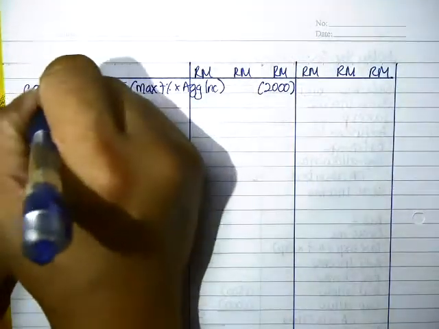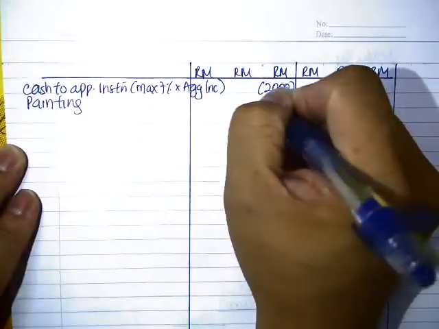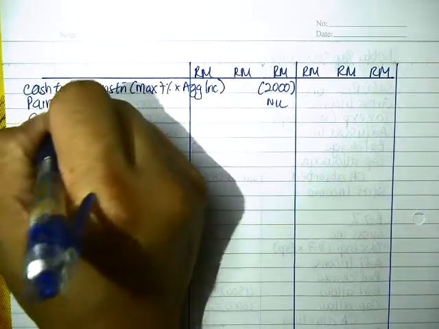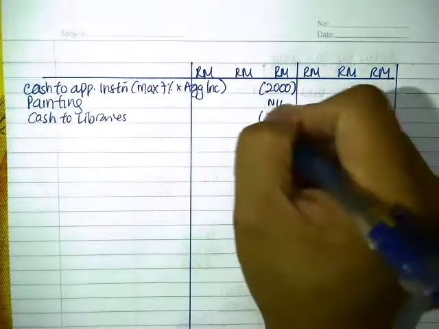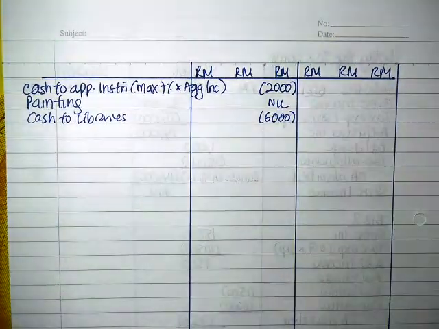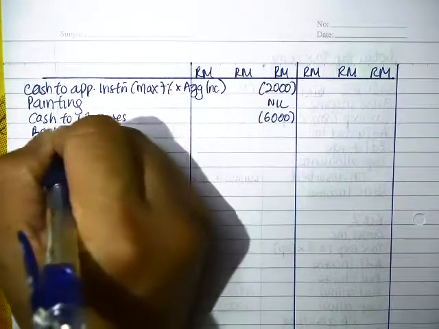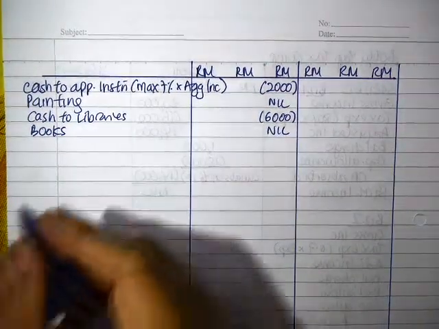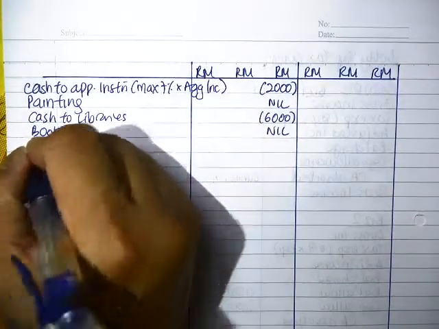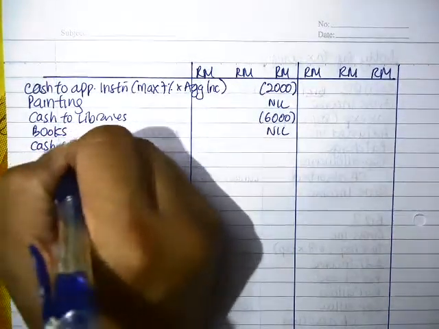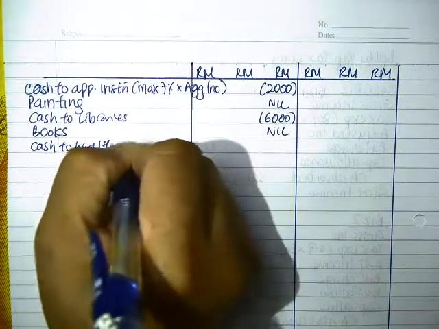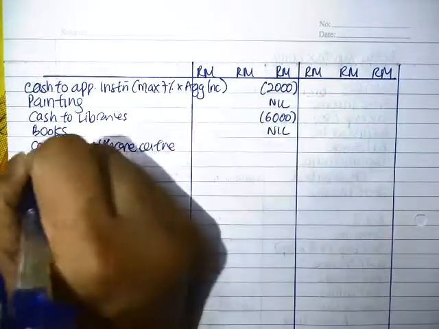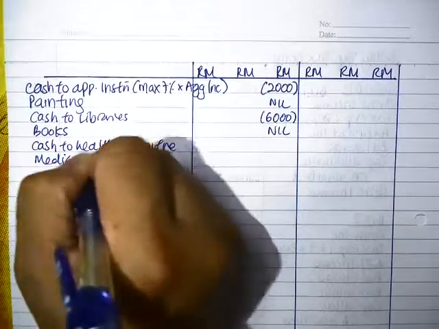Painting is not an approved donation, nil. Right, the cash to libraries is 6,000, and books are not an approved donation. Alright, now the cash to the healthcare center, as well as the medical equipment.